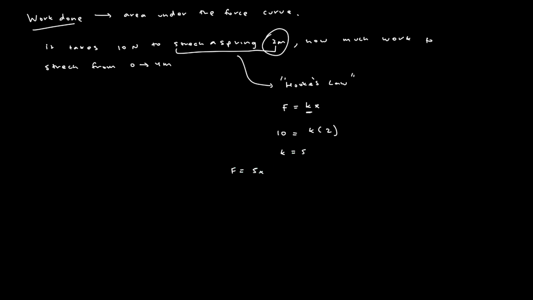And I told you that work done is the area under the force curve. So to find the work done to stretch from 0 to 4 meters, we just have to find the area under the force curve in that interval. So we're just solving for this integral, and that is simply 5 over 2 x squared from 0 to 4. So that is 5 over 2 times 16, which is equal to 40 newton meters.